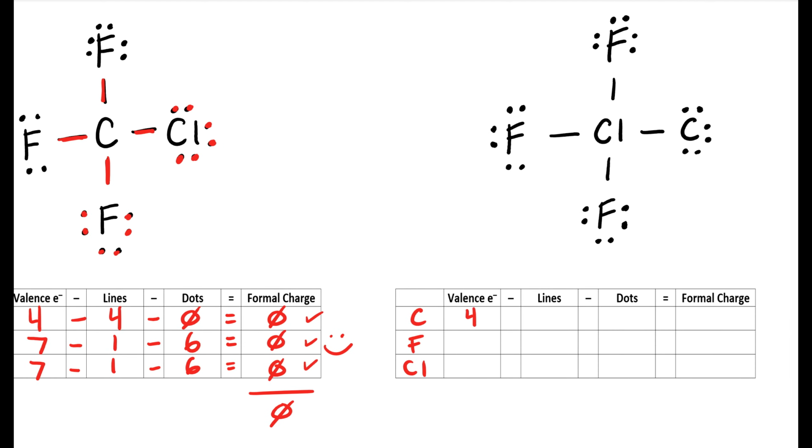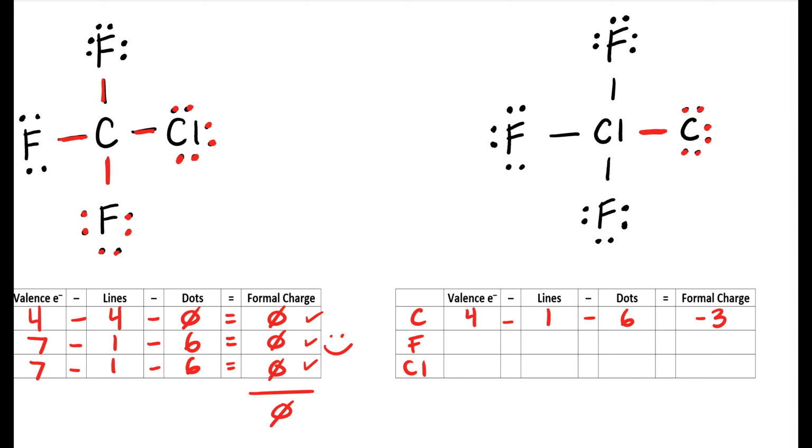Carbon, I know, has 4 valence electrons. In this picture, carbon has 1 line, and 1, 2, 3, 4, 5, 6 dots. So 4 minus 1 minus 6. Carbon's going to have a formal charge of -3.